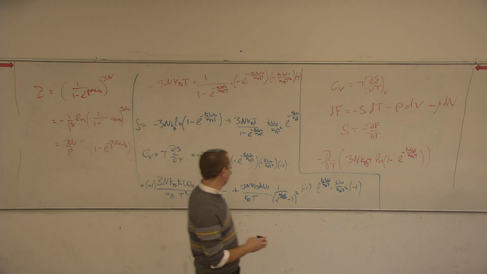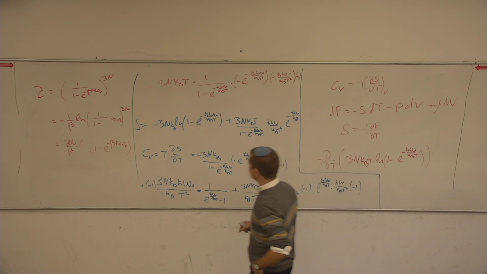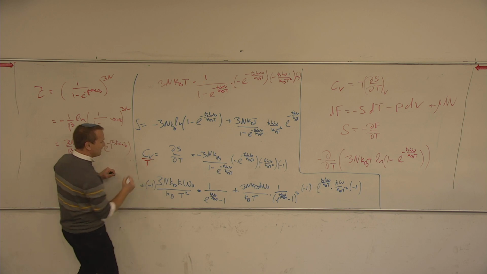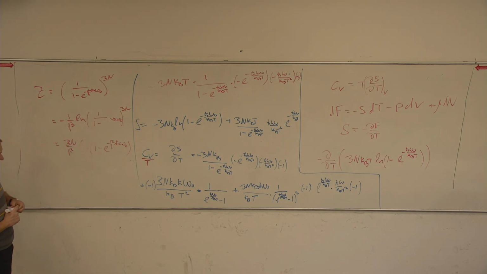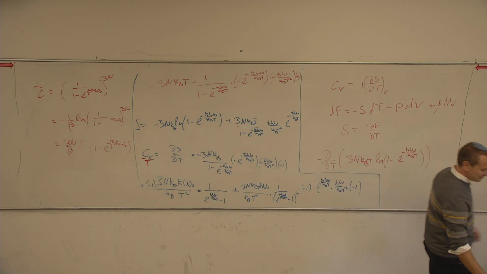Where? Why? Where? Oh, for everything! You're right. So we do this by saying C_V divided by T. Easier. You're absolutely right.